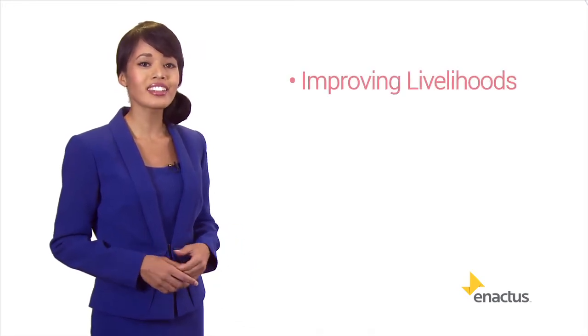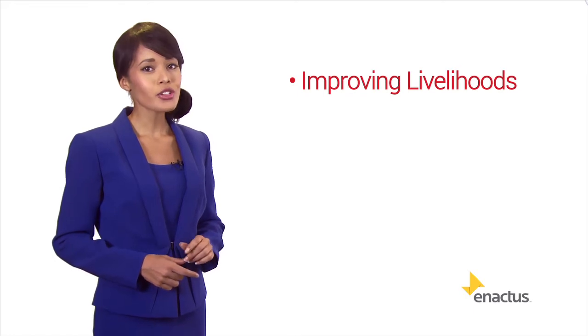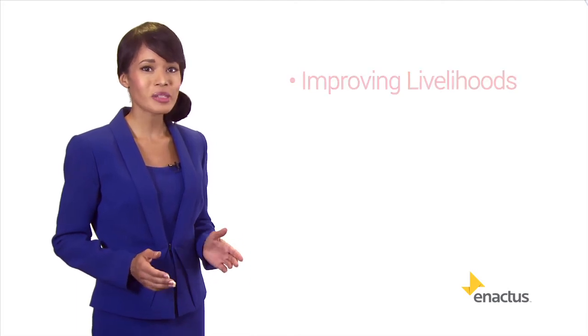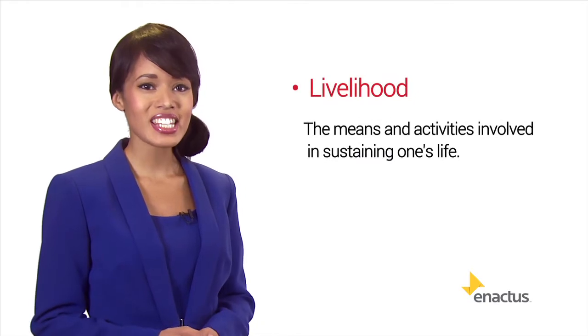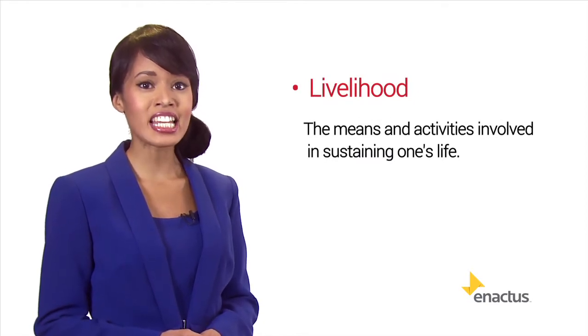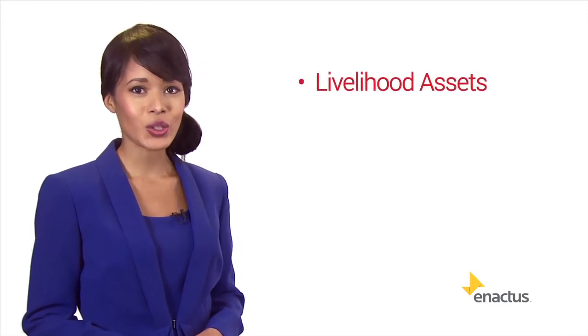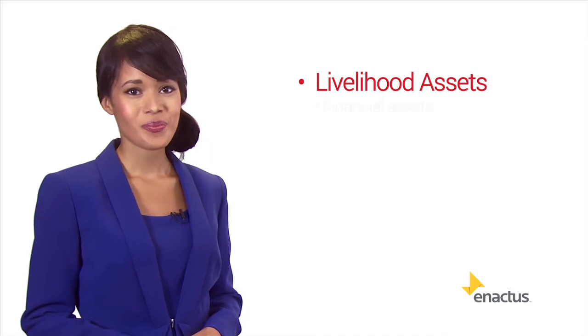The third part of the criterion addresses improving livelihoods. While the first 2 parts of the criterion speak to the process that teams take in their projects, improving livelihoods speaks to the outcomes. A livelihood is the means and activities involved in sustaining an individual's life. Livelihoods are fueled by what are known as livelihood assets. There are 5 categories of livelihood assets.